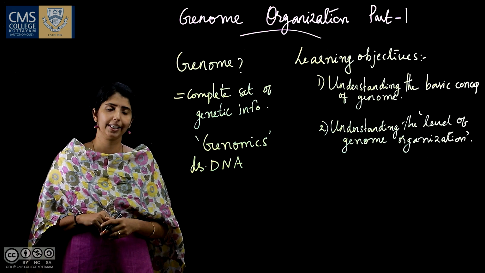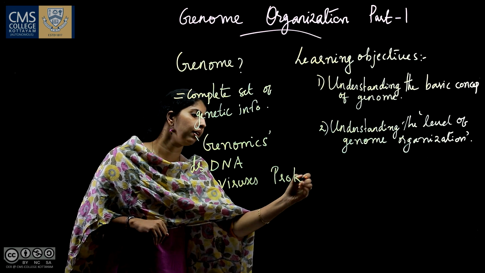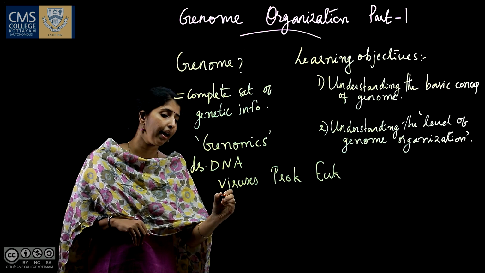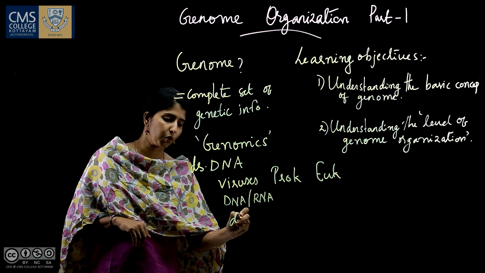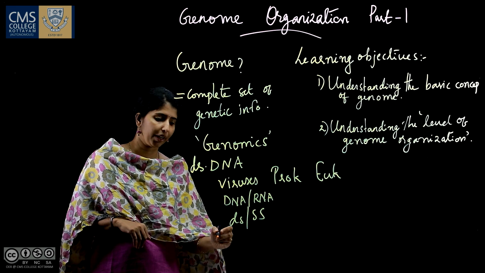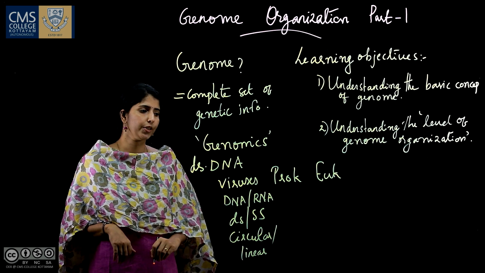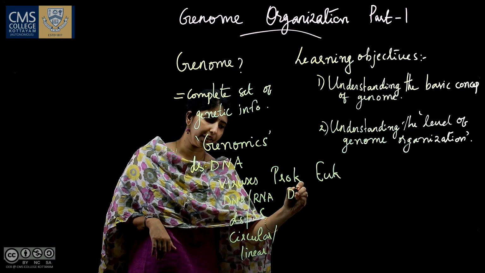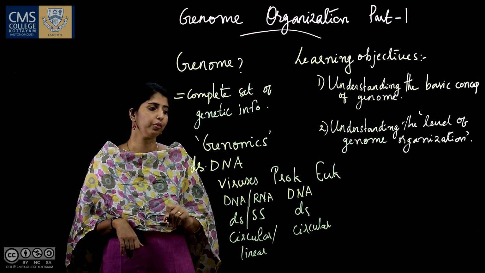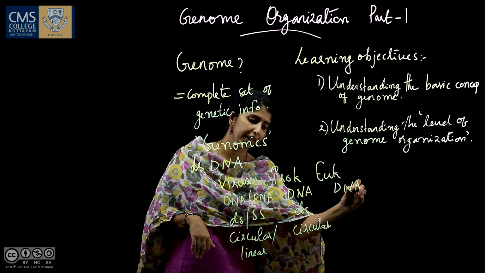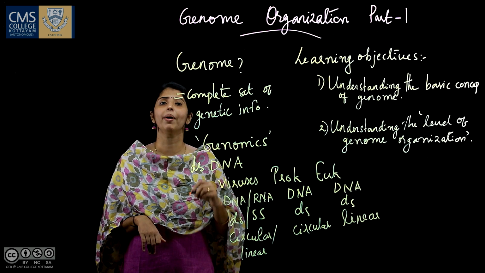So, we'll compare the genetic material among these three domains: viruses, prokaryotes and eukaryotes. Viruses may have DNA or RNA as their genetic material that may be double-stranded or single-stranded, and that may occur as circular or linear. In case of prokaryotes, it is always DNA that is double-stranded and circular. Consider the case of eukaryotes. They have DNA as their genetic material, which is double-stranded, but they are linearly arranged over multiple chromosomes.